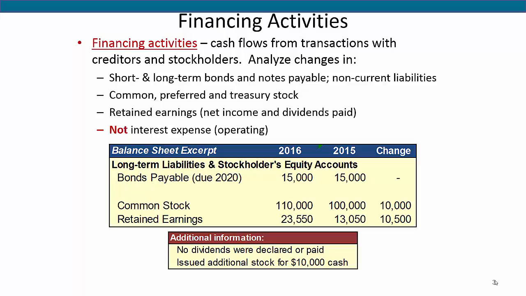In this example, bonds payable did not change because they do not mature until 2020. However, common stock increased $10,000 between 2015 and 2016 as a result of a stock issuance. This transaction would be reflected as a $10,000 cash inflow in the financing activities section of the statement. Because no dividends were paid, we could look at the income statement to verify that the change in retained earnings is equal to net income. If it is, we don't have to do anything more because net income is an operating activity.